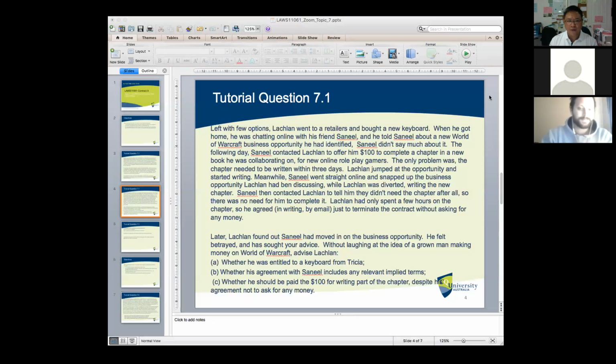Would you suppose, or can you argue that part of the agreement between Sanil and Lachlan was an implied term, that when Lachlan informed Sanil about the online opportunity, Sanil was not going to seize on that business opportunity for himself? Could that term be implied? Yeah, I'd say that it could be implied. Okay. Heidi, what do you think?